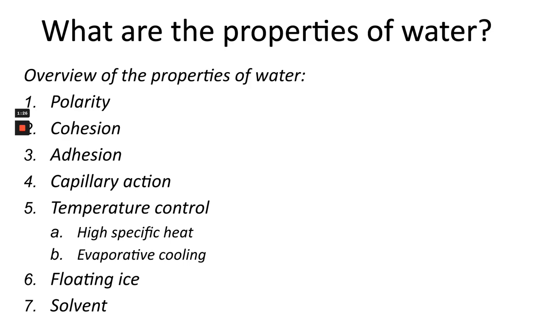Then we're going to look at why the fact that water's solid form, or ice, being less dense than its liquid form is important, and so why ice floats. And then number 7, we're going to look at water in regards to it being the universal solvent.